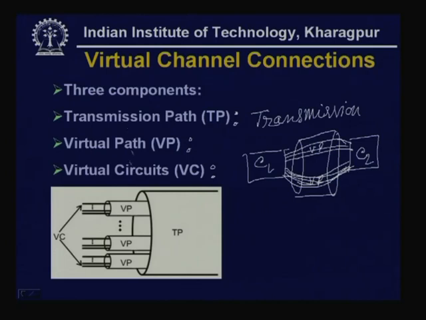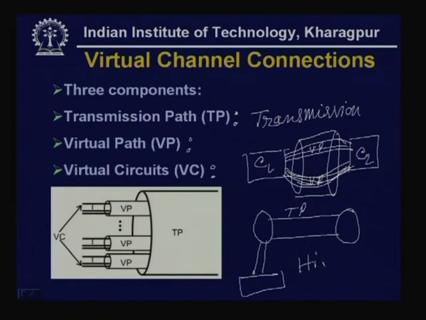So, this is the transmission path, which is essentially a physical medium between two nodes, or between a user and a node or switch. Within this TP you will have several virtual paths, and within each virtual path there will be a number of virtual circuits. This kind of hierarchy is used for convenience.